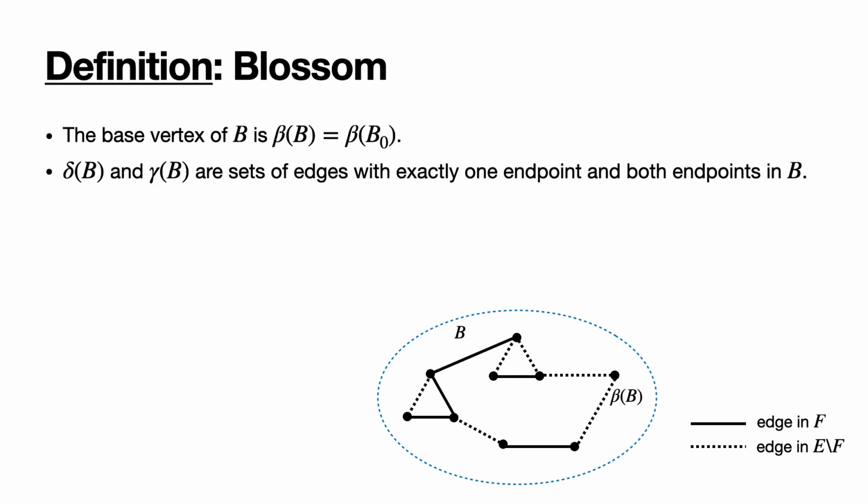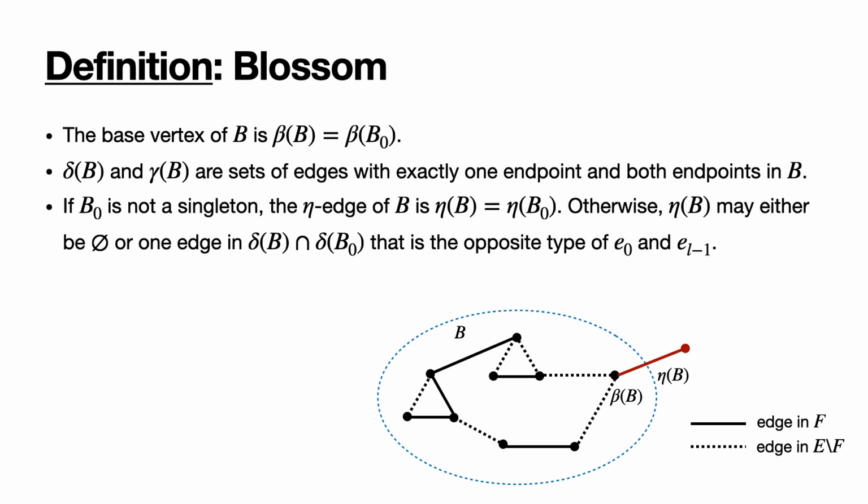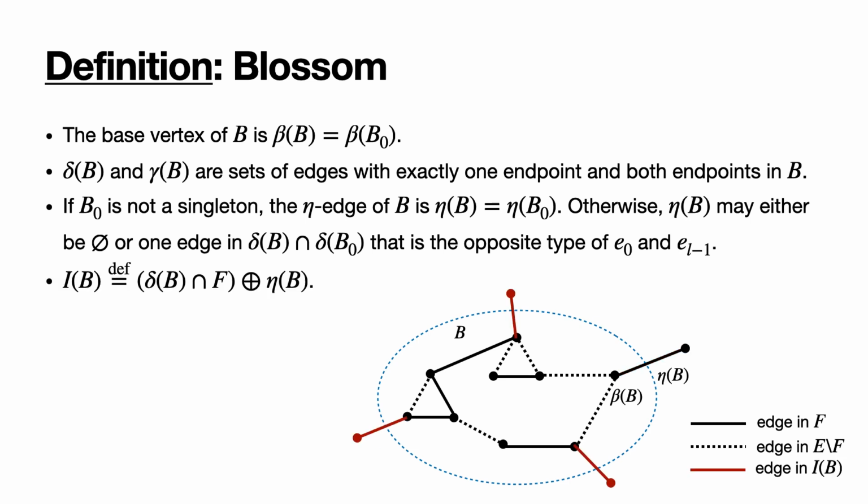We also need to define beta(B) and eta(B) for this blossom. The beta vertex of B is equal to beta(B_0). If B_0 is a non-trivial blossom, the eta edge of B is eta(B_0). Otherwise, the eta edge of B is either empty or an edge in the intersection of delta(B) and delta(B_0) with the opposite type of E_0 and E_{L-1}. I_B is defined as the union of delta(B) and F, exclusive of eta(B). For example, in this blossom, eta(B) does not belong to I_B.